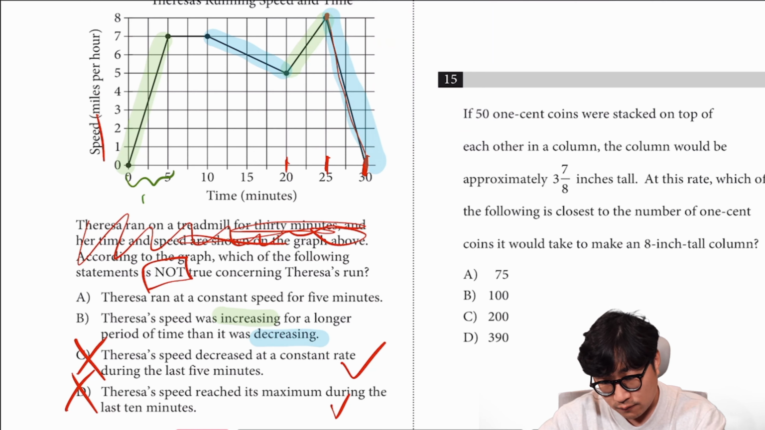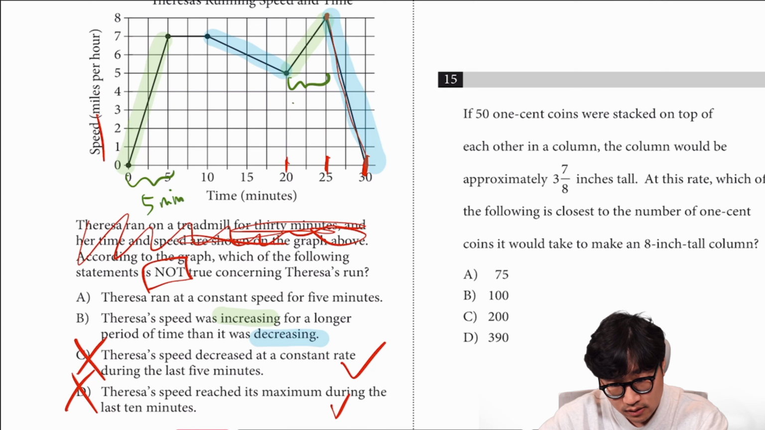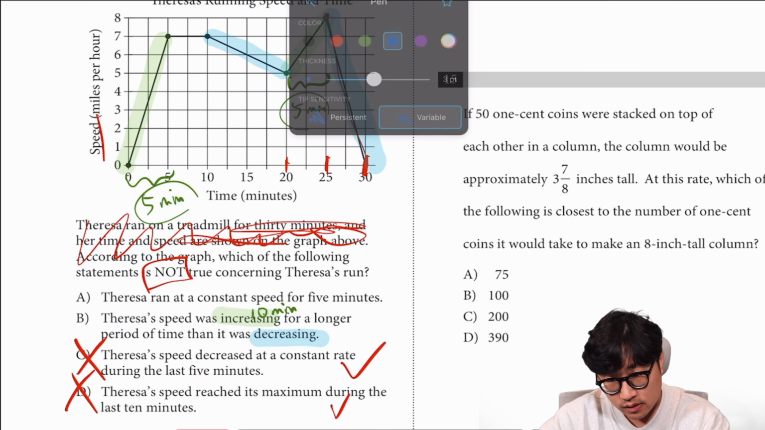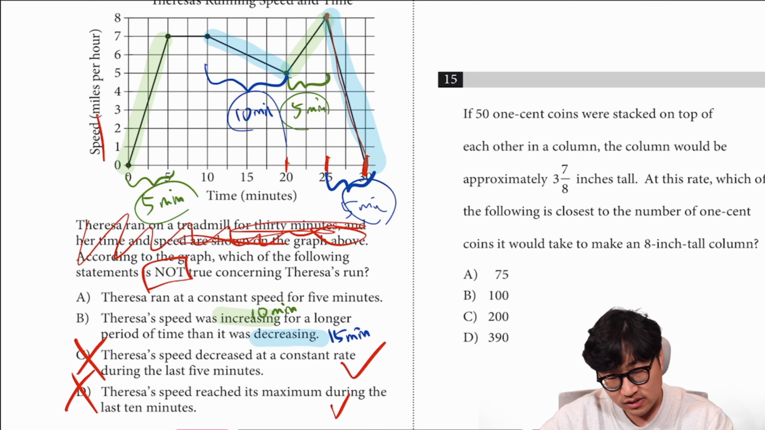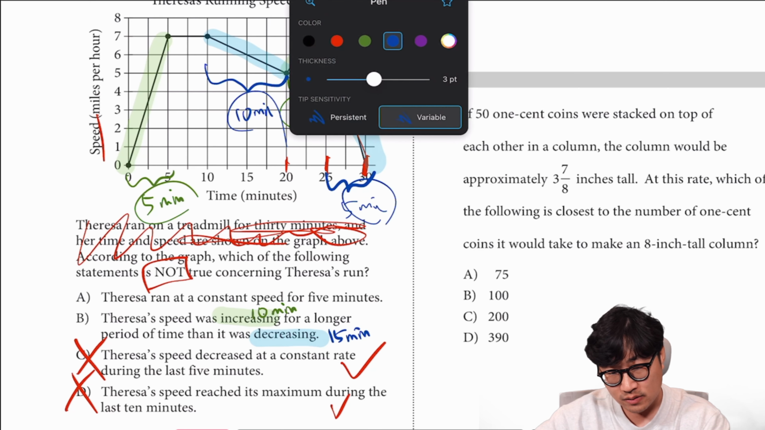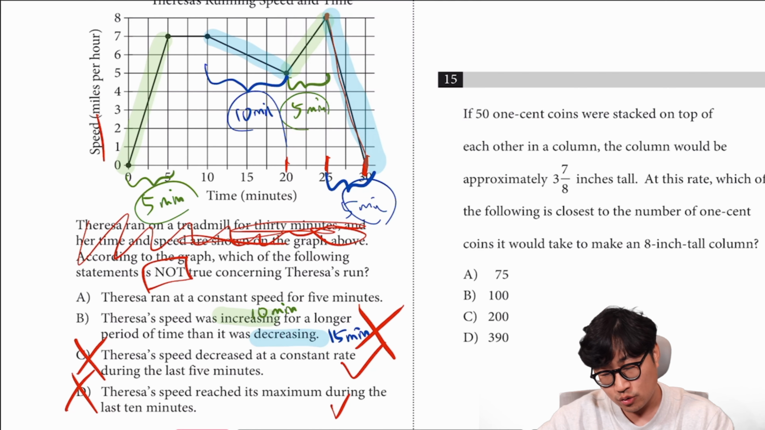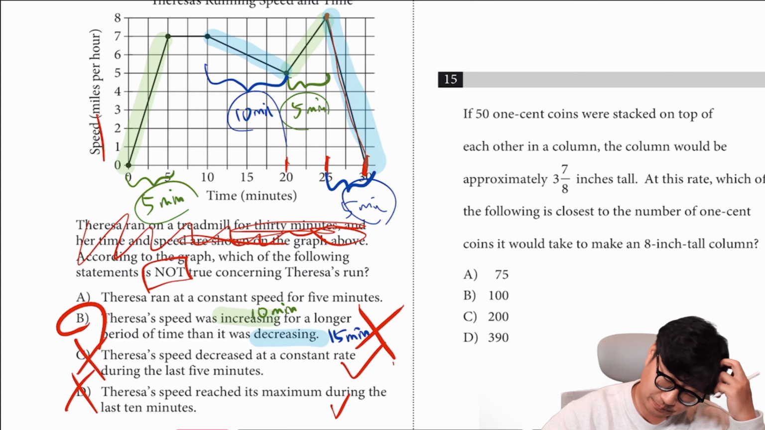So let's see how long that was. This part, that's 5 minutes right there. And then that part, that's another 5 minutes right there. So that's a total of 10 minutes. So 10 minutes, let me mark that. And then decreasing was from over here to over here. So that is already 10 minutes. And then that part is 5 minutes. So that's a total of 15 minutes. So when they say speed was increasing for a longer period of time than decreasing, that's not true. And that's why B is your answer.